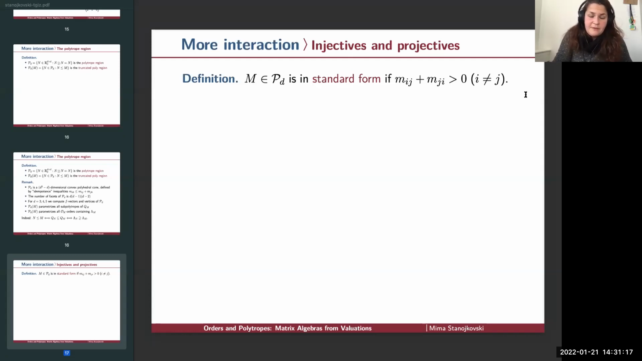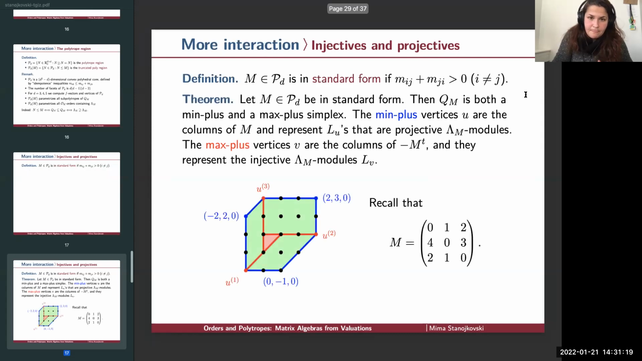What can we say when we have such a matrix? We can say also a lot about the stable lattices. So for example, we know that if we take M in standard form and QM is the polytrope that we define from it, then this is both a min plus and a max plus simplex, but also the min plus vertices, they correspond to the columns of M and they represent the projective modules.